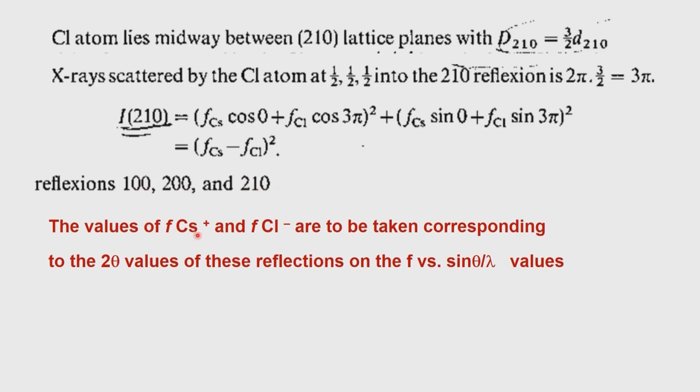The values of FCs plus and FCl minus are to be taken corresponding to the 2 theta values of these reflections in the f versus sin theta by lambda curve. So, we have to pick up those values of f. If we do that, then we will be able to calculate what should be the contribution of cesium chloride to these individual reflections. Now, imagine a structure which has 100 atoms.